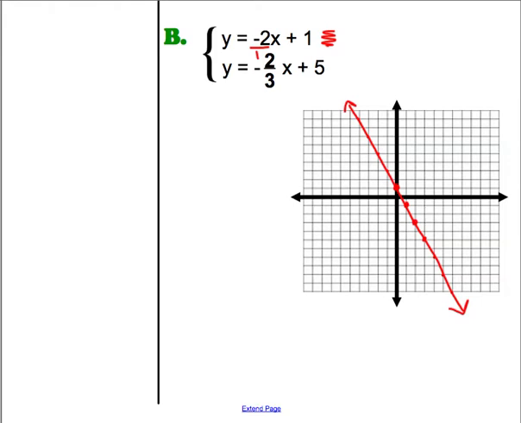And then our next one, our blue line, is going to be crossing at 5. 1, 2, 3, 4, 5. And we have a slope of negative 2/3. So I'm going to go down 2, forward 3, down 2, forward 3. And I see going this way I'm not going to hit it, so I'm going to go up 2, back 3. And there's our point of intersection. And then connect my dots.